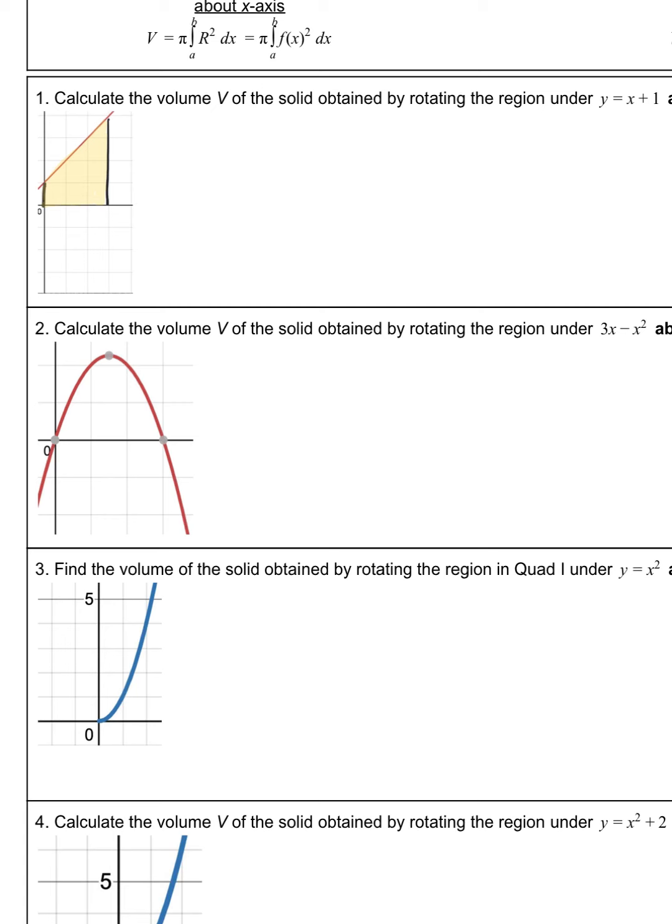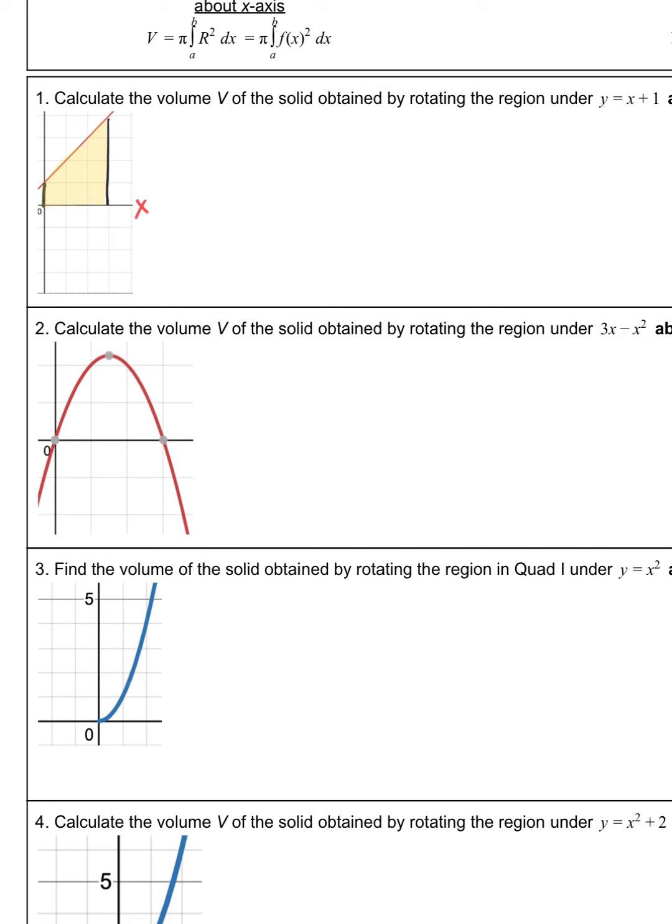Hey Calculus, we are going to solve some volume disk problems. So the first thing we have to do is sketch our graph. For problem number 1, we are rotating the region under the line x plus 1, which is right here, from 0 to 3, and we're rotating it about the x-axis.